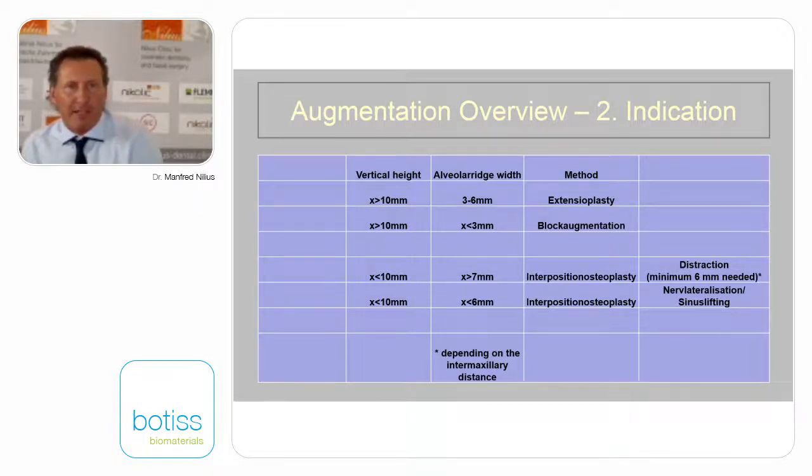When you only have a vertical height lower than 10 millimeters, you can use a very, very short implant. I will show you one case at the end of my presentation, when the ridge is more or less more than 7 millimeters. Otherwise, you have to do interpositional osteoplasty, or if it is limited, less than 6 millimeters needed, distraction. Otherwise, it's possible to go to the mandible and do a nerve lateralization or a sinus lifting, and that all depends on the intermaxillary distance.